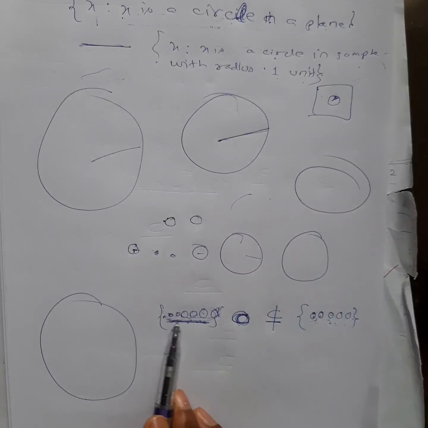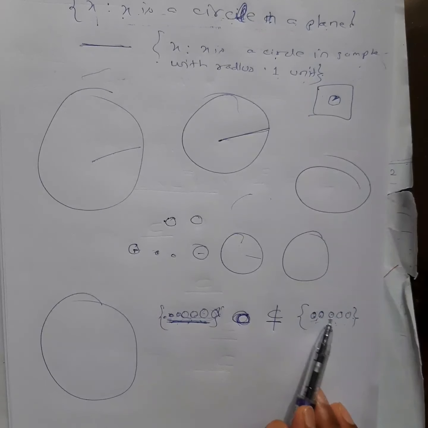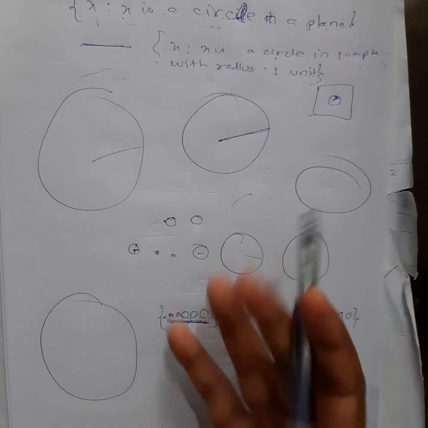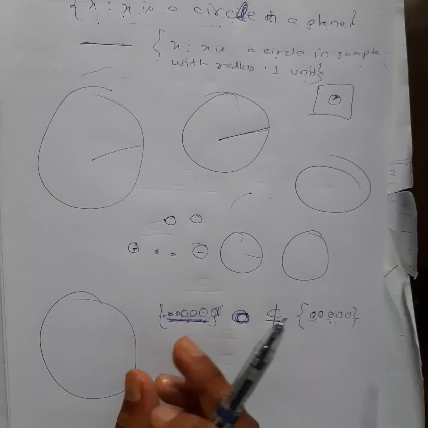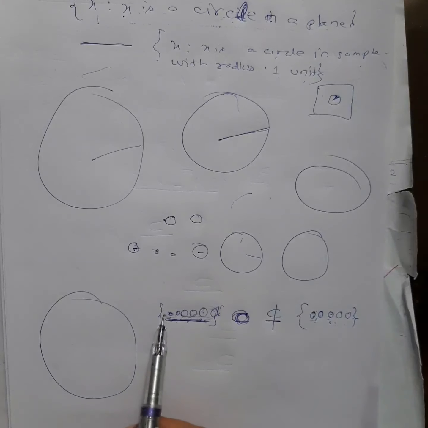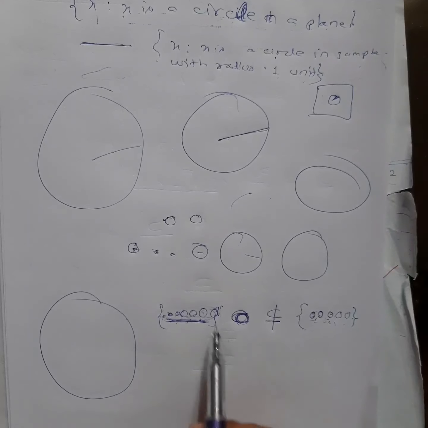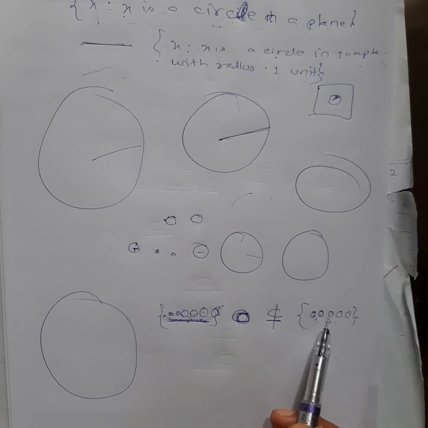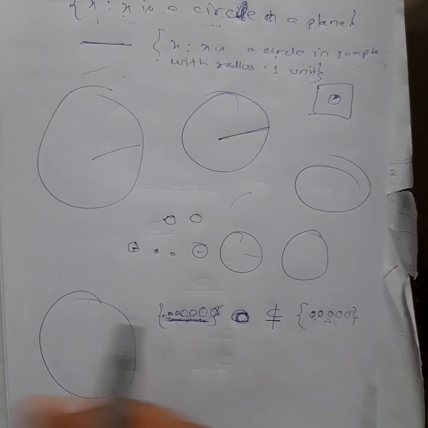For being a subset, all the circles here must be contained here. But you know that big circles are also there, and circles smaller than 1 unit are also there, which are not contained here. So this is much bigger than this one, so this cannot be a subset of this one. Is this clear? So let's move to the next question.